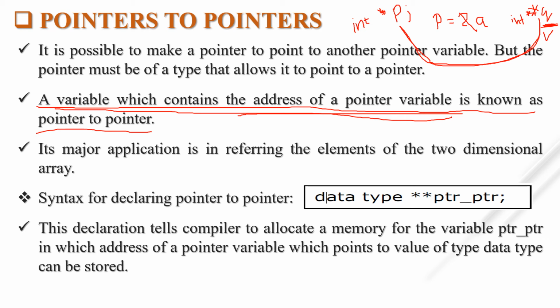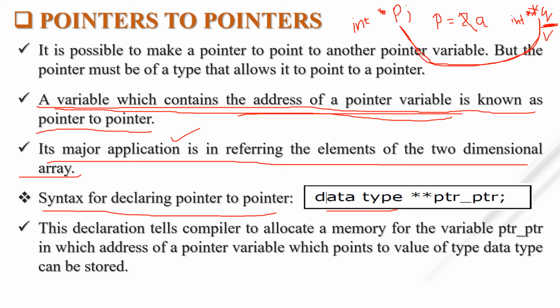Its major application is in referring to the elements of a two-dimensional array. So this is an application of pointer to pointer. The syntax of declaring a pointer to pointer is, first you write the data type, then two asterisks and then the variable name. Suppose I am using q here. Double star q means this variable is known as a pointer to pointer. It will store the address of another pointer. But what does a simple pointer do? It stores the address of a normal variable. But a pointer to pointer stores the address of another pointer.